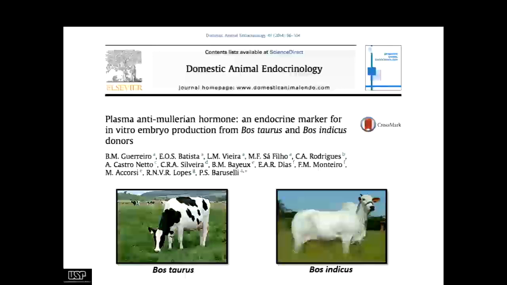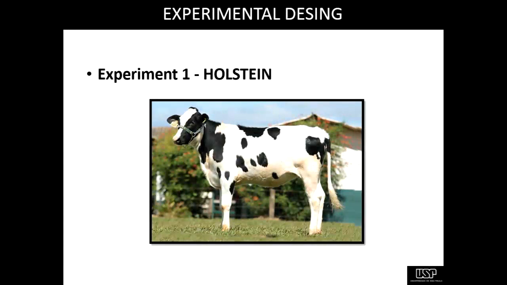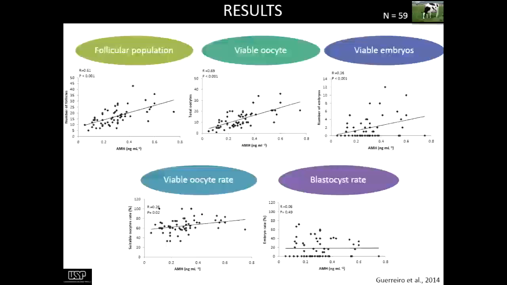And now we did another experiment trying to correlate. We published it in Domestic Animal Endocrinology. This is a PhD from Bruna: plasma anti-Müllerian hormone as a marker for in vitro embryo production. Our hypothesis is that a cow that has high anti-Müllerian hormone could have more follicles, more oocytes, and better oocyte quality in the IVF production. This is our hypothesis. We started in Holstein.